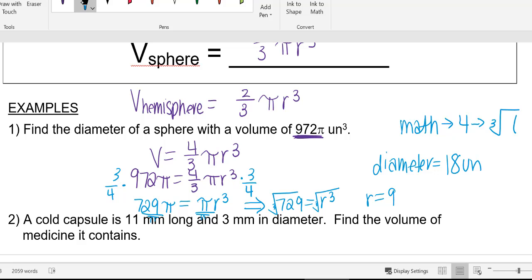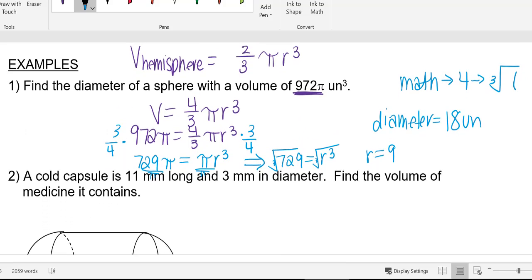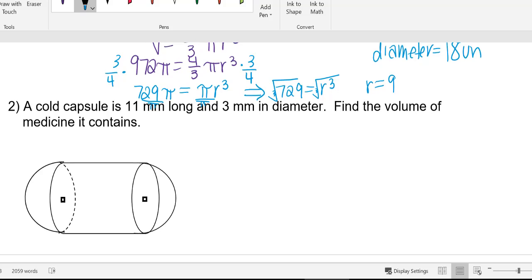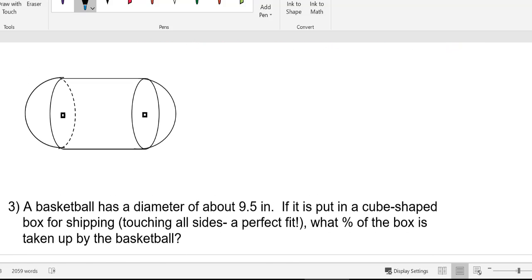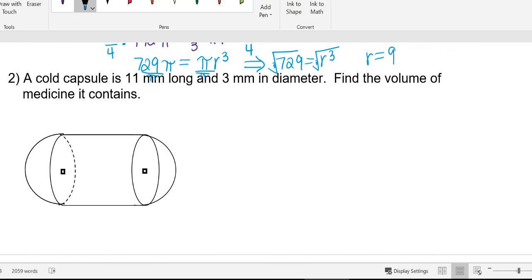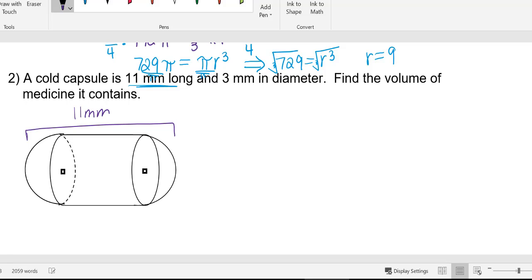Okay, and then we have some combined solids. We're only actually going to do this number 2 and skip number 3, deal with our probability. So we have this cold capsule. It is 11 millimeters long. So from here to here, 11 millimeters. And then we also know it's 3 millimeters in diameter. So I'm going to find one of the circles in there and label that diameter of 3, which I guess I can also label the radius of 1.5.